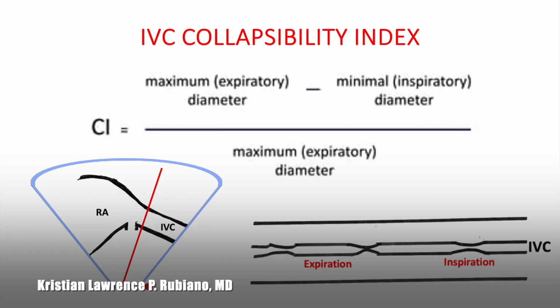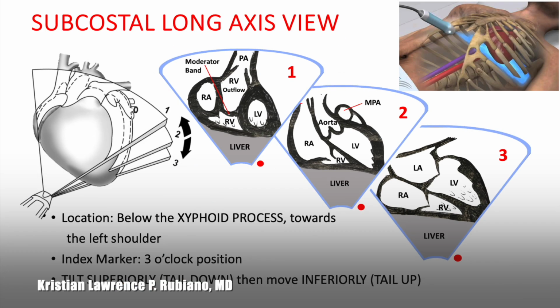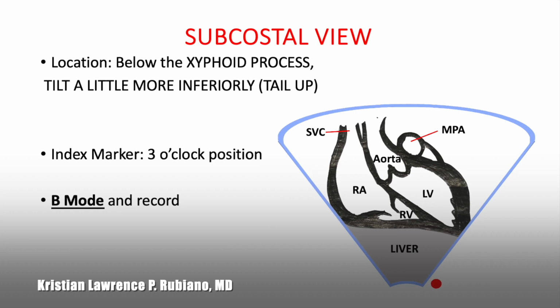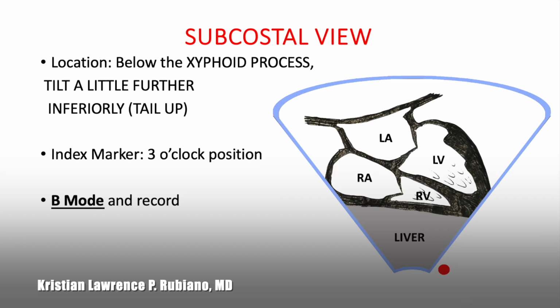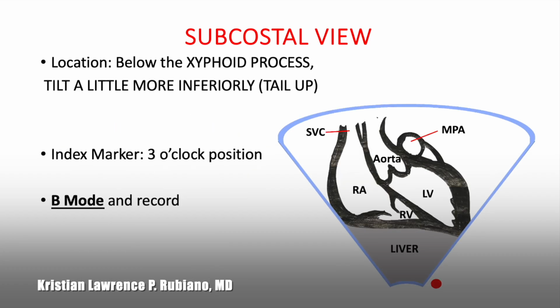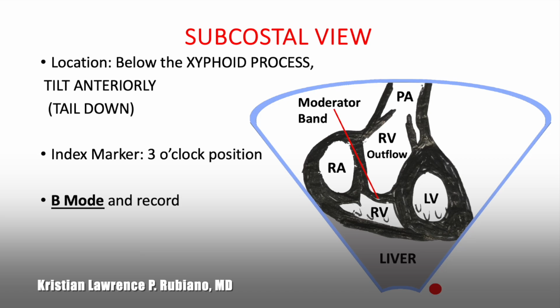Next would be the subcostal long axis view. To do this, place the probe below the subxiphoid process with the index marker at the 3 o'clock position. Angulate towards the left shoulder. Move the tail gradually, tail up to tail down. The structures that are visualized in the subcostal long axis view are the following: right atrium, tricuspid valve, right ventricle, interventricular septum, left atrium, left ventricle, mitral valve, aortic valve and ascending aorta, and pulmonary artery.